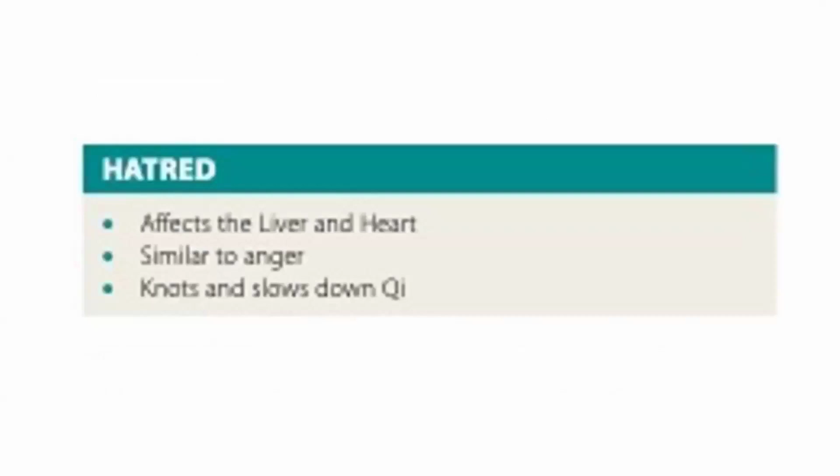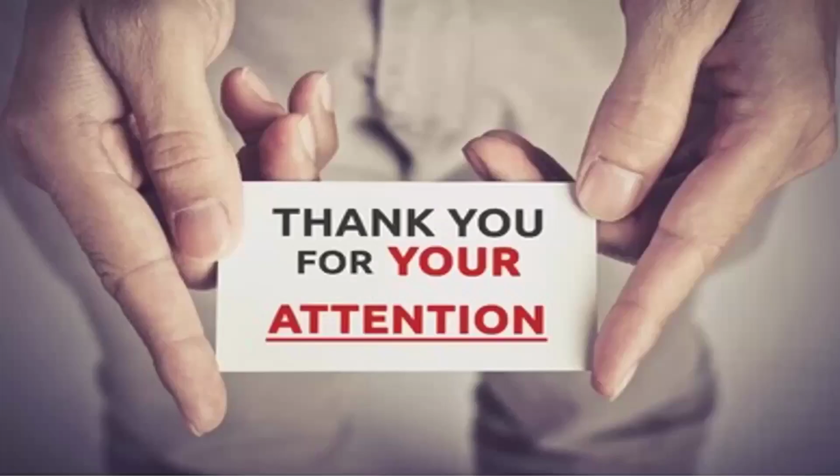For the summary, hatred affects the liver and heart, similar to anger, nuts, and slows down chi.